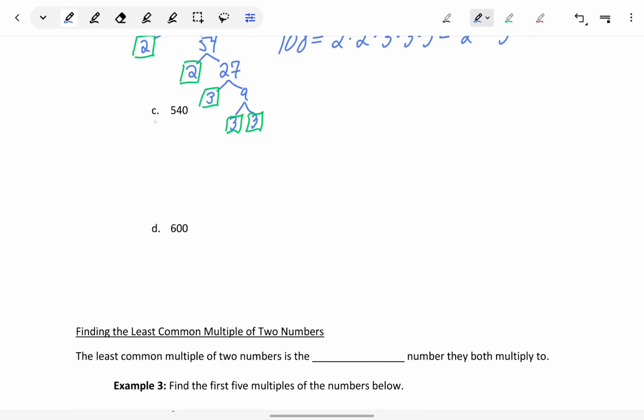540 is again divisible by 2. Dividing that by 2 will give us 270. 2 is a prime number, so that branch is done. 270 is even again, so we can divide by 2, which brings an end to that branch and leaves us with 135. 135 ends in a 5, meaning it's going to be divisible by 5. And that will leave us with 27.